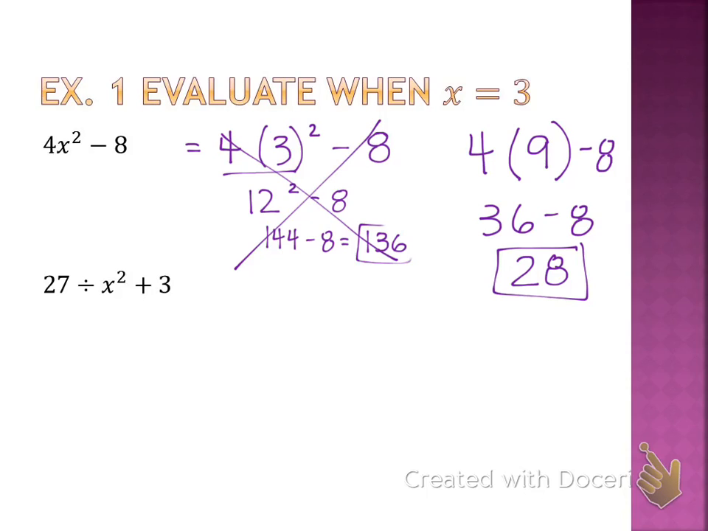Look how totally different my answers are. The first one was 136. The second one, that was correct, is 28. That is why order of operations is so important.